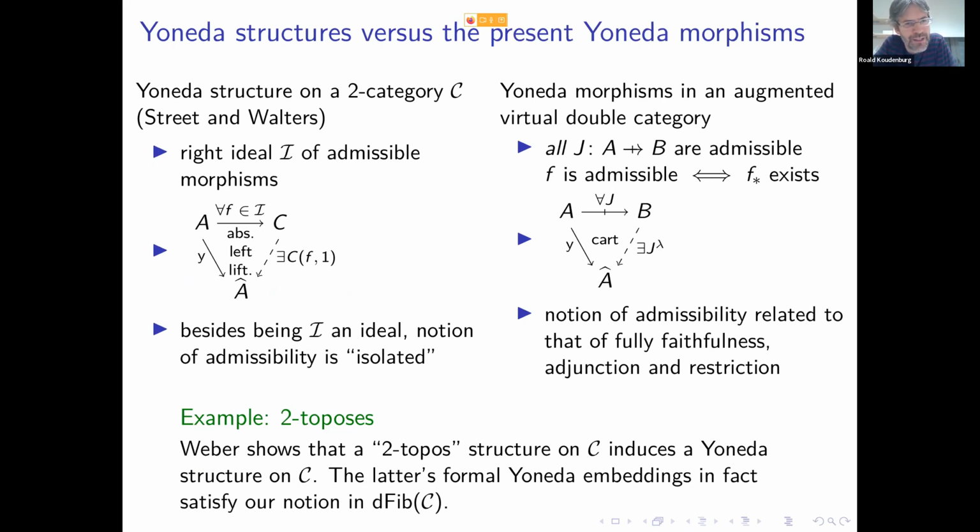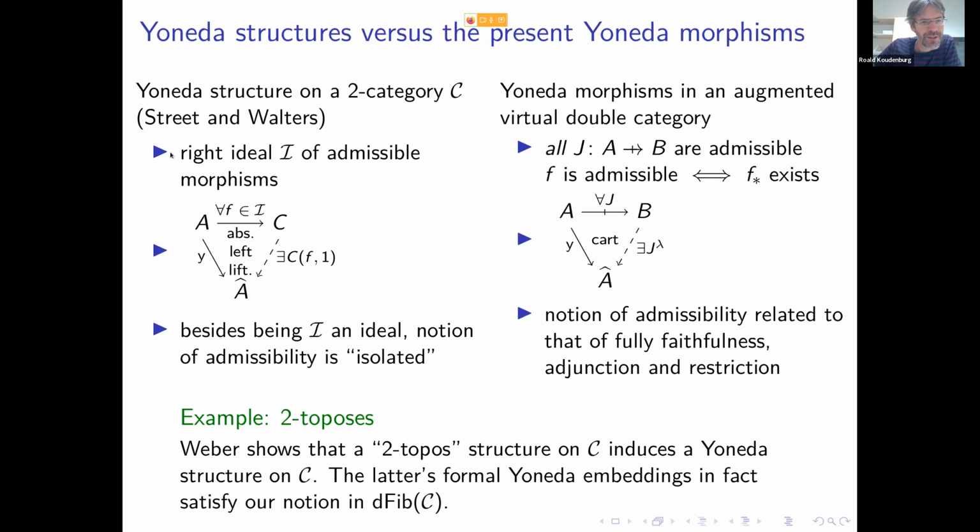So now let's pause and think about how our approach to formal Yoneda embeddings compares to a traditional two-categorical approach. That is given by Yoneda structures on two-categories, which were introduced by Ross Street and Walters.